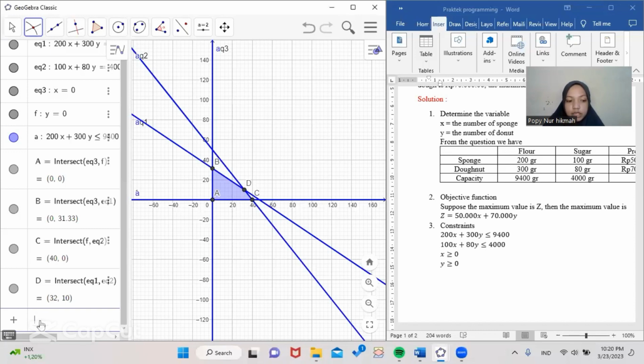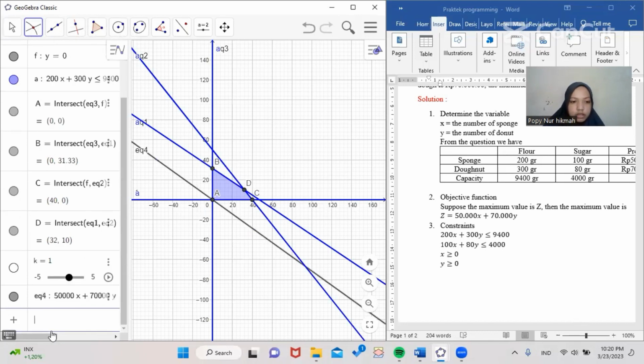To find the maximum value, we have to write the objective function first. The objective function is 50,000x plus 70,000y is equal to k. This is equation 4, the objective function.